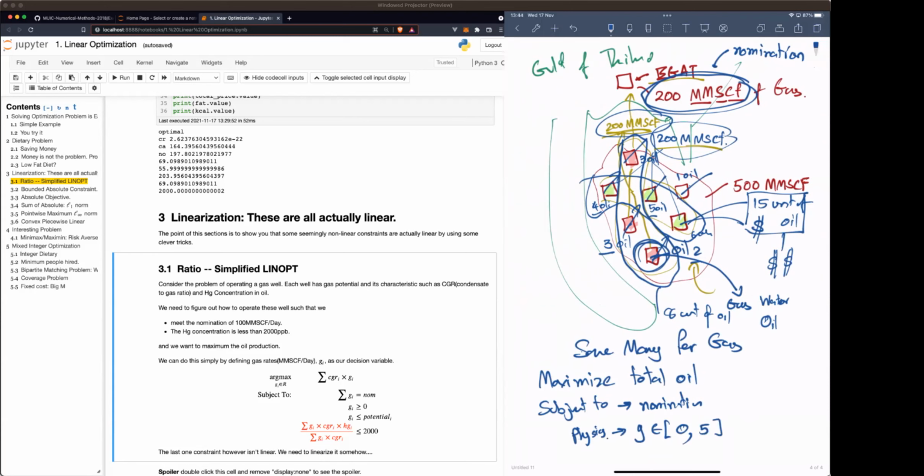Okay, right? So you can see that this is actually a linear problem if you try to solve it. It's linear because total oil, that's very easy. You just sum the CTR, the condensate to gas ratio. It tells you how much oil you produce per each gas. CTR times the gas i. And then you say that the sum of the gas is going to be less than or equal to 200.